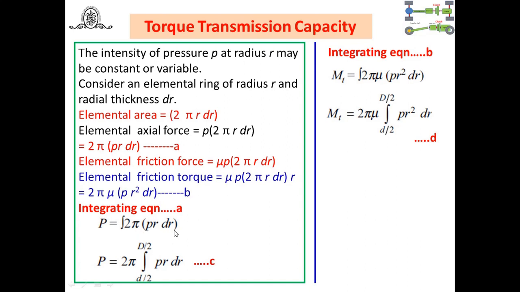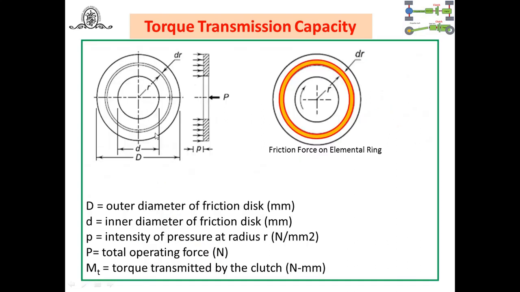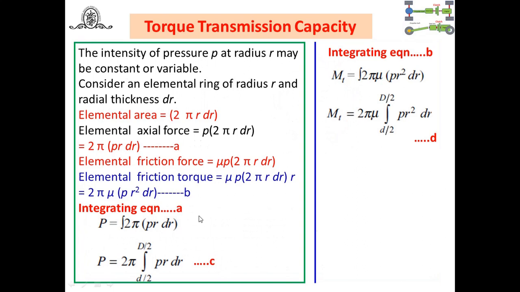Again, why is the integration limit from small d by 2 to capital D by 2? Refer to this figure, because it is going to vary from this. This is the inner diameter of the friction disc, to the outer diameter, so that's why d by 2 up to capital D by 2. This portion we have to consider to find the torque transmission capacity. That's why capital P is equal to 2π, integration limit from small d by 2 to capital D by 2, p r into dr, equation C.